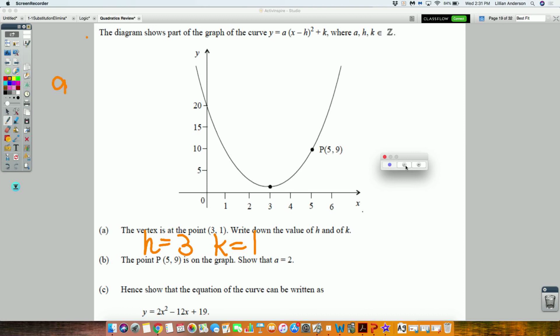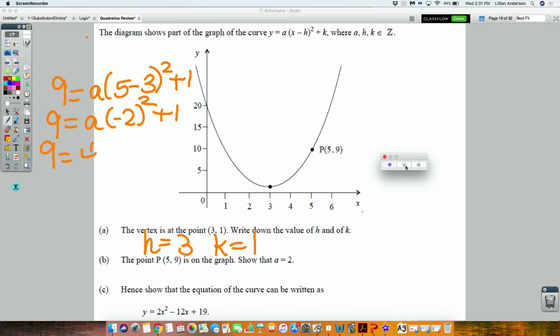So when I plug in 9 for y, 5 for x, 3 for h, and 1 for k, I got everything right, correct? Okay, so then this turns into a times 2 squared plus 1. This turns into 4a plus 1. This becomes 8 equals 4a. So then a is 2. But wouldn't you have to show that you subtracted 1, like put the minus 1 on both sides and then divide by 4 on both sides, or would they just accept what you did?